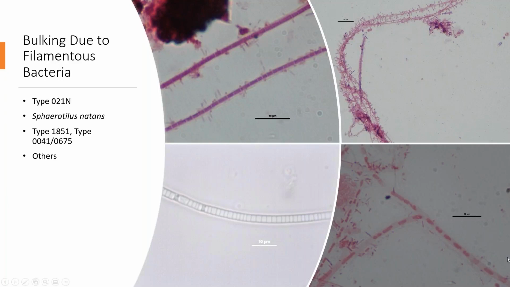For example, type 021N is usually associated with nitrogen deficiency, or it could be associated with bleach. We actually have an interesting plant we worked with, which had a ton of type 021N growing in their system, and it was because they were trying to chlorinate for filaments.